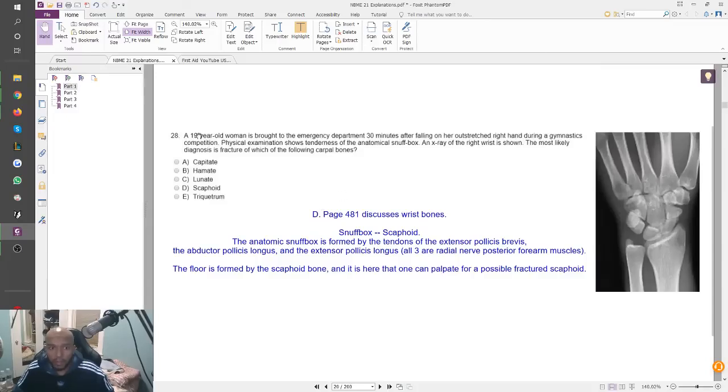So then they tell you, a 19-year-old woman is brought to the emergency department 30 minutes after falling on her outstretched right hand during a gymnastics competition. Physical exam shows tenderness of the anatomical snuff box. An x-ray of the right wrist is shown. The most likely diagnosis is fracture of which of the following carpal bones?